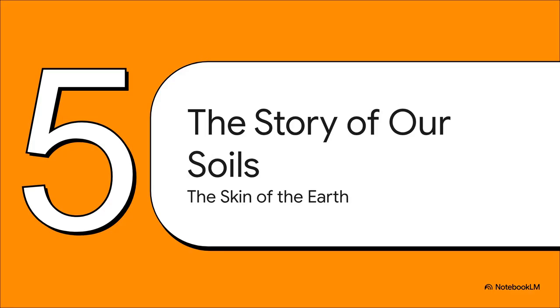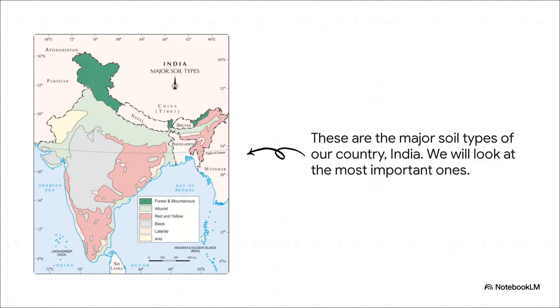All right, moving on from land to what's on top of it, the skin of the earth, our soil. Just like land, soil is another super-duper important topic. And India has so many beautiful different types of soils. Each one has its own story. Look at this colorful map of our amazing country. It shows all the different types of soil we have. But don't worry, you don't have to memorize this whole thing. We're just going to focus on the most important ones that always come in the exams.